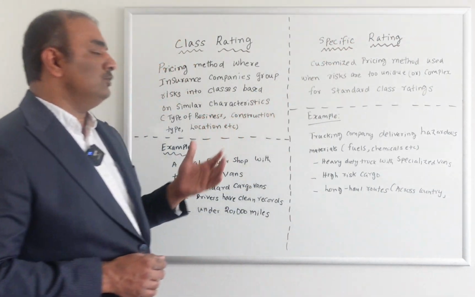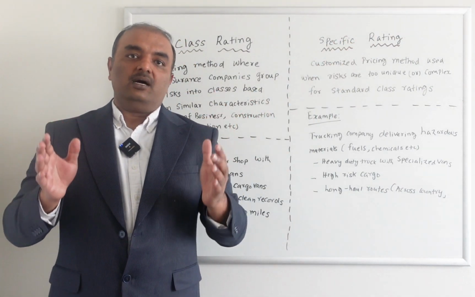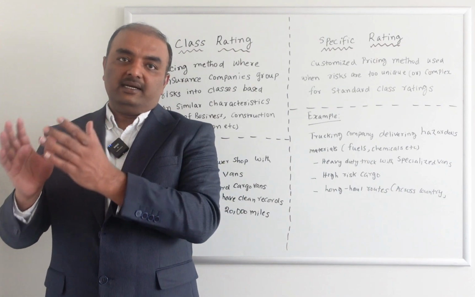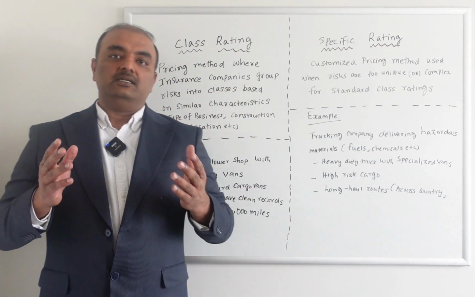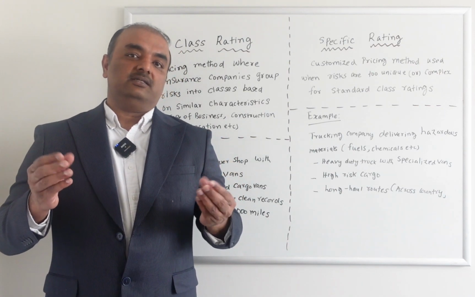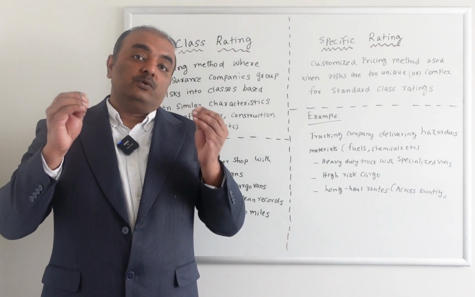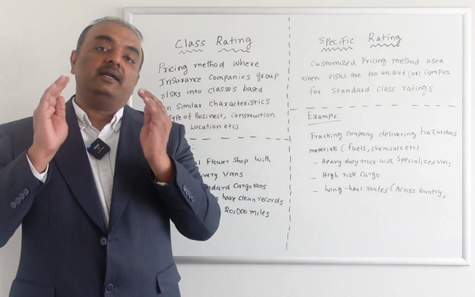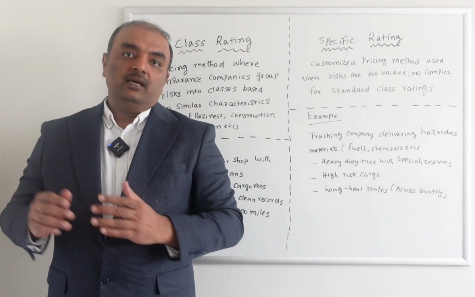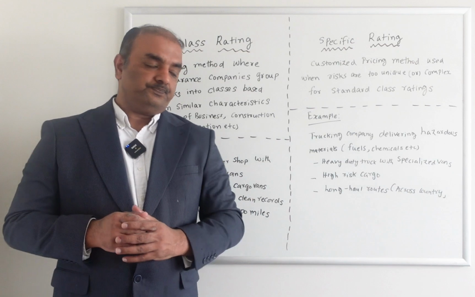So class rating is where you group similar customers into one class and then rate them based on the standard rate from ISO. Whereas with specific rating, industry bodies like ISO don't have rates because the kind of customers they have are unique. In that case, we do specific rating, where we rate each and every customer separately based on their individual characteristics.